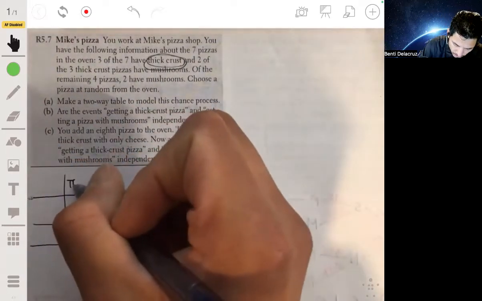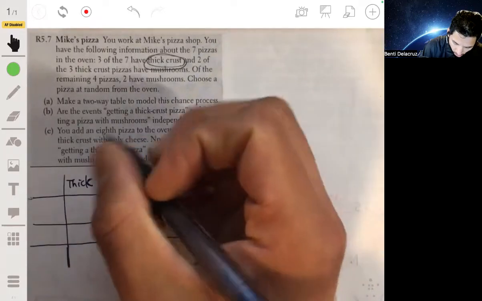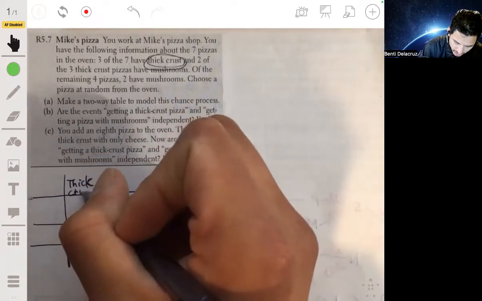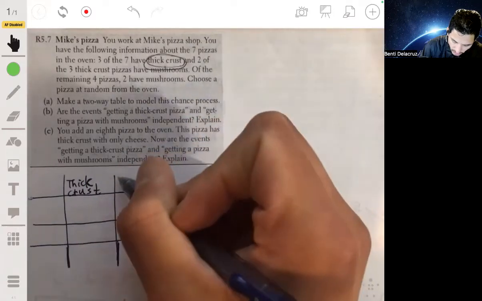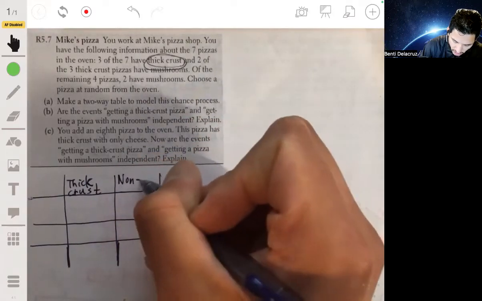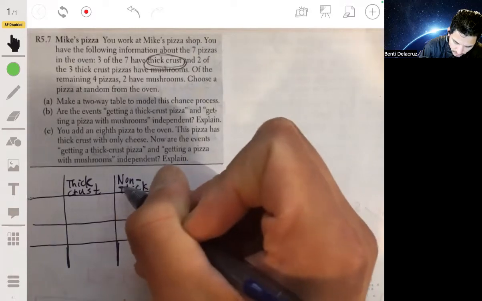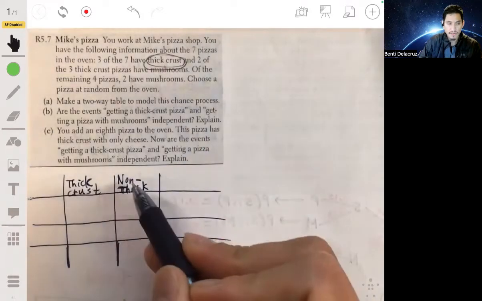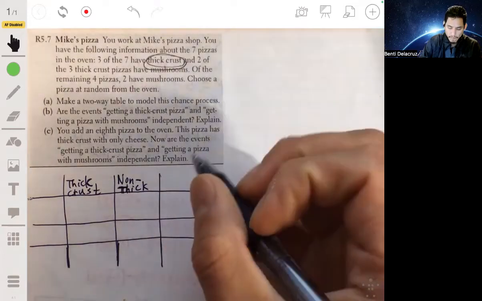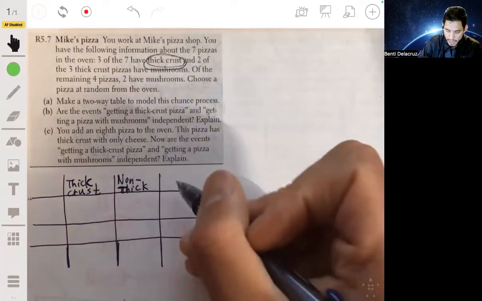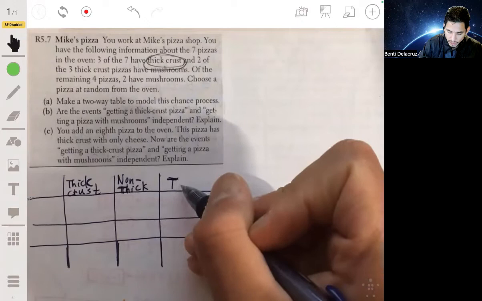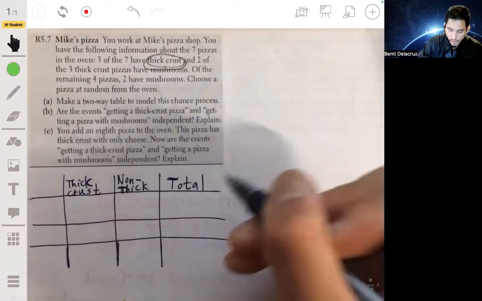So let's put thick crust. This is like a tongue twister. I'm having trouble pronouncing it. Thick crust. And we'll say non-thick crust. So either you can get a thick crust or you can get a non-thick crust. So either you get it or you don't. And the last column, always save it for your totals.